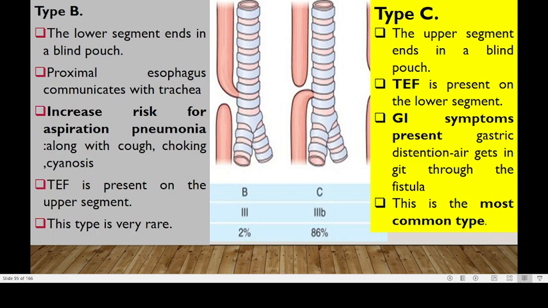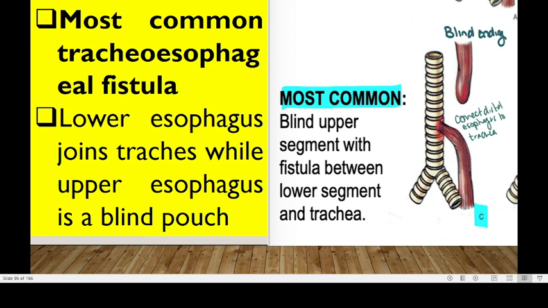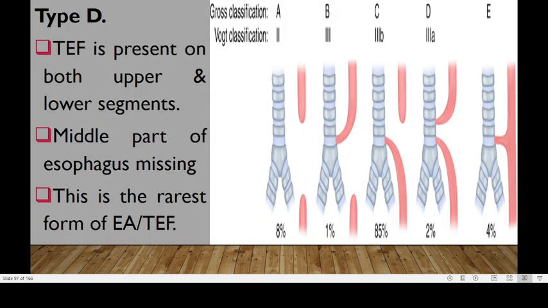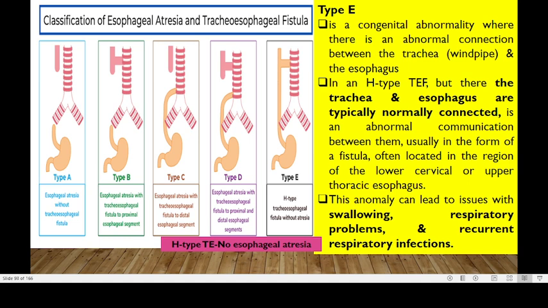This condition normally increases the risk for aspiration pneumonia. In type C, the tracheoesophageal fistula will be present in the lower segment. Remember, type B was in the upper segment, and in the lower segment, this is the most common type of tracheoesophageal fistula. Right? The most common tracheoesophageal fistula is type C. In type D, the fistula is present on both the upper and lower parts. And type E is where we have an H type.